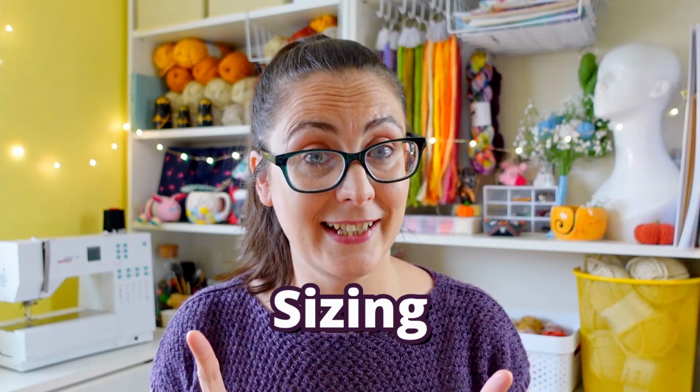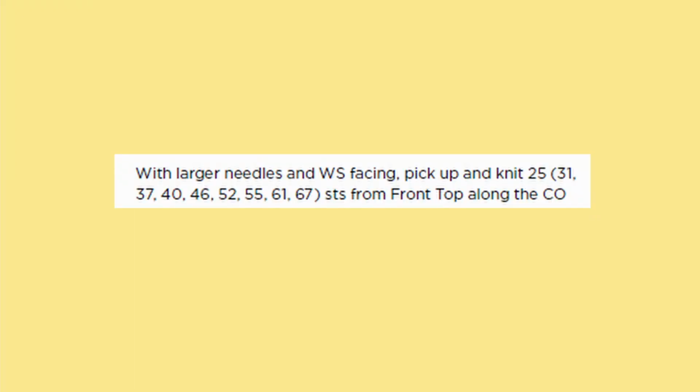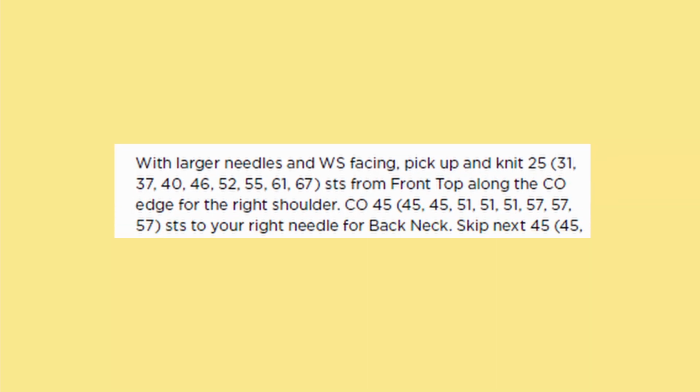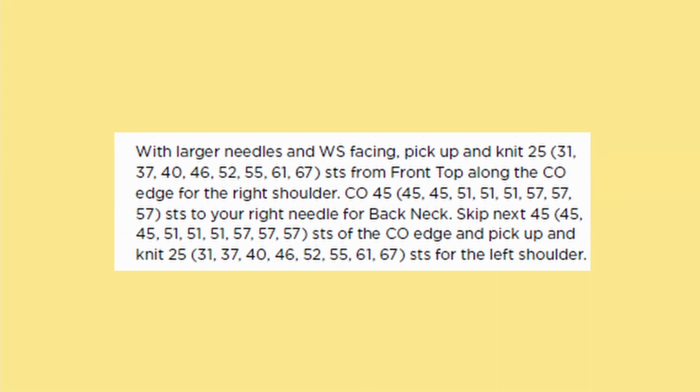Now, sizing. This might not apply at all to your pattern, but for something like a garment, it's usually going to come in multiple sizes, and these are often represented in the pattern through brackets. For example, this pattern comes in 9 sizes. So in the instructions, you'll see the correct number of stitches is given for the smallest size, and then the others are all in brackets. This can be kind of confusing as it adds a lot of visual noise with all of these numbers everywhere.